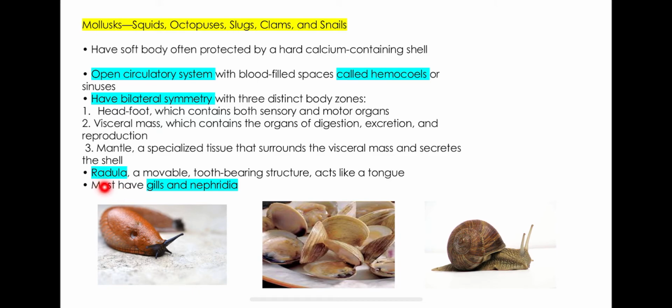They have a tongue-like structure called the radula. This radula is a movable, tooth-bearing structure for cutting, like the tongue. They have gills for gas exchange because most of them live in humidity and in water, and they have nephridia also for getting rid of urea and nitrogenous wastes.